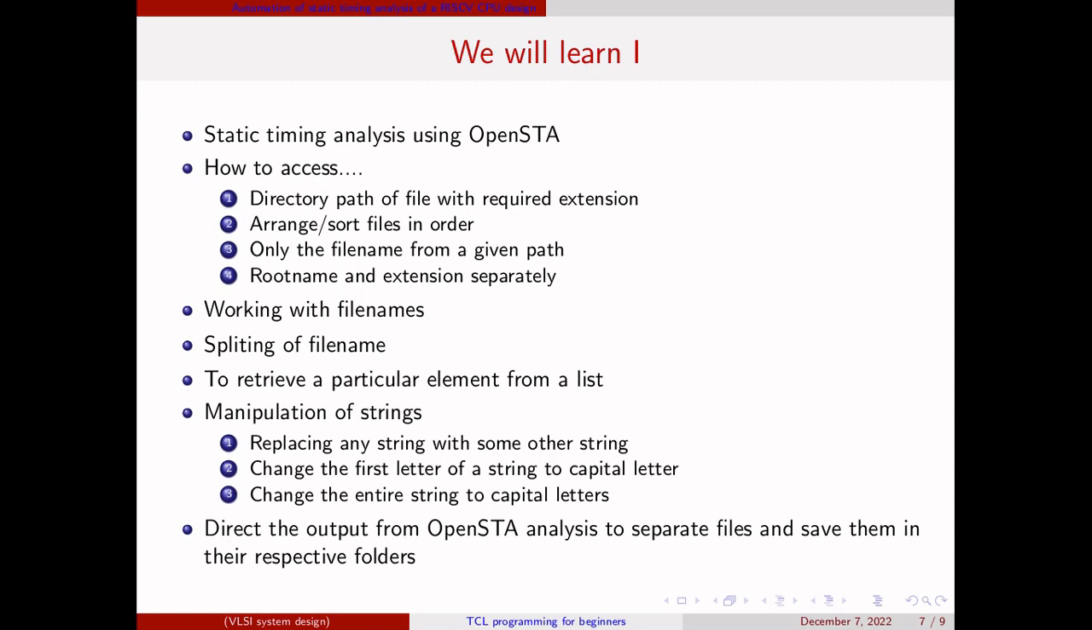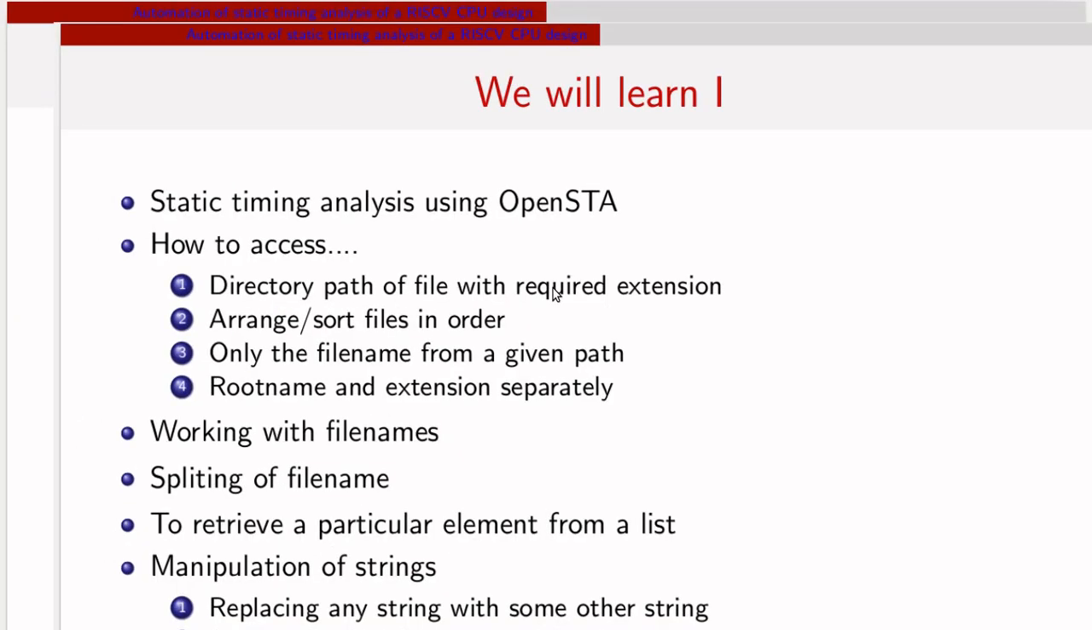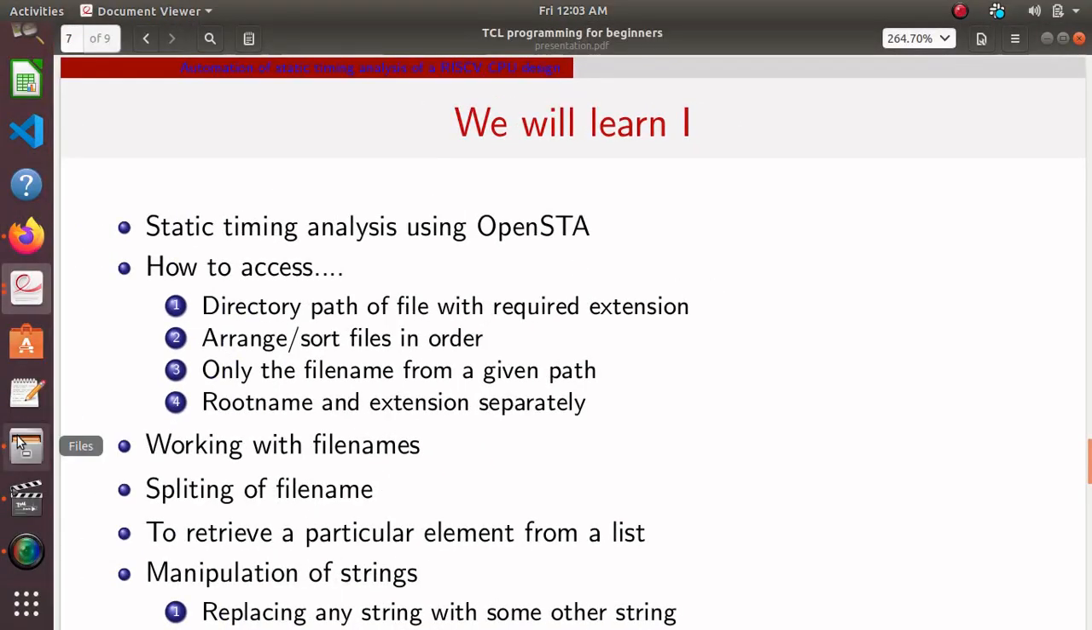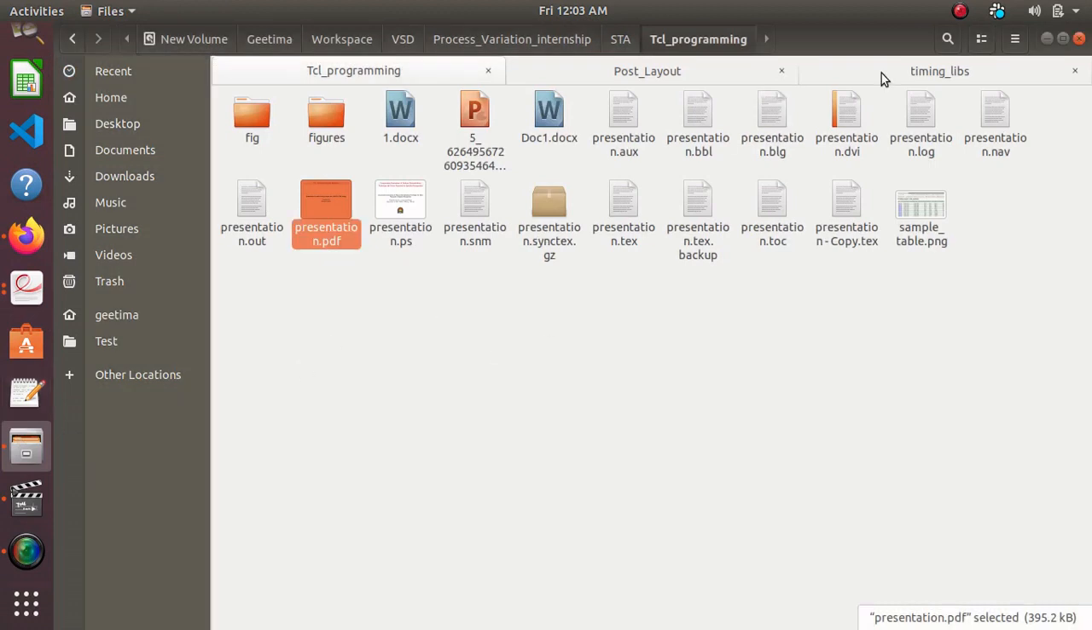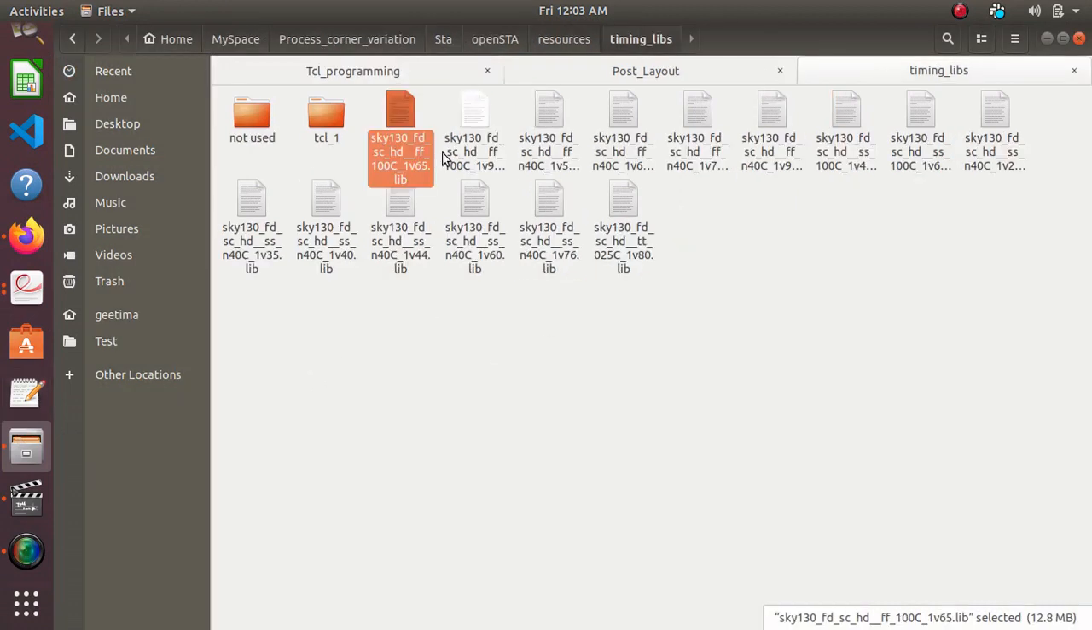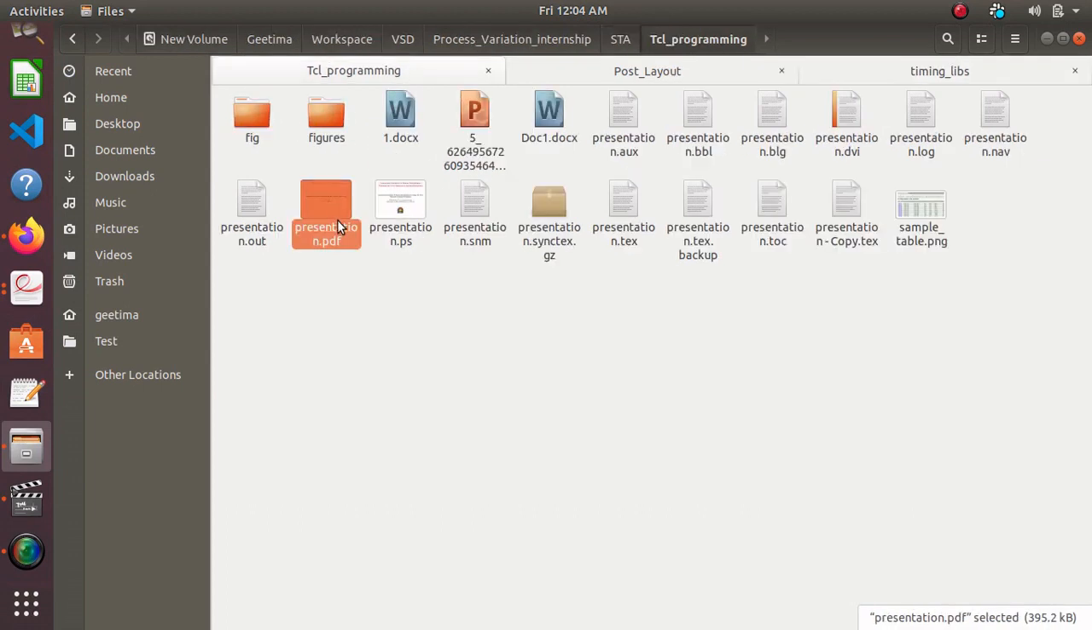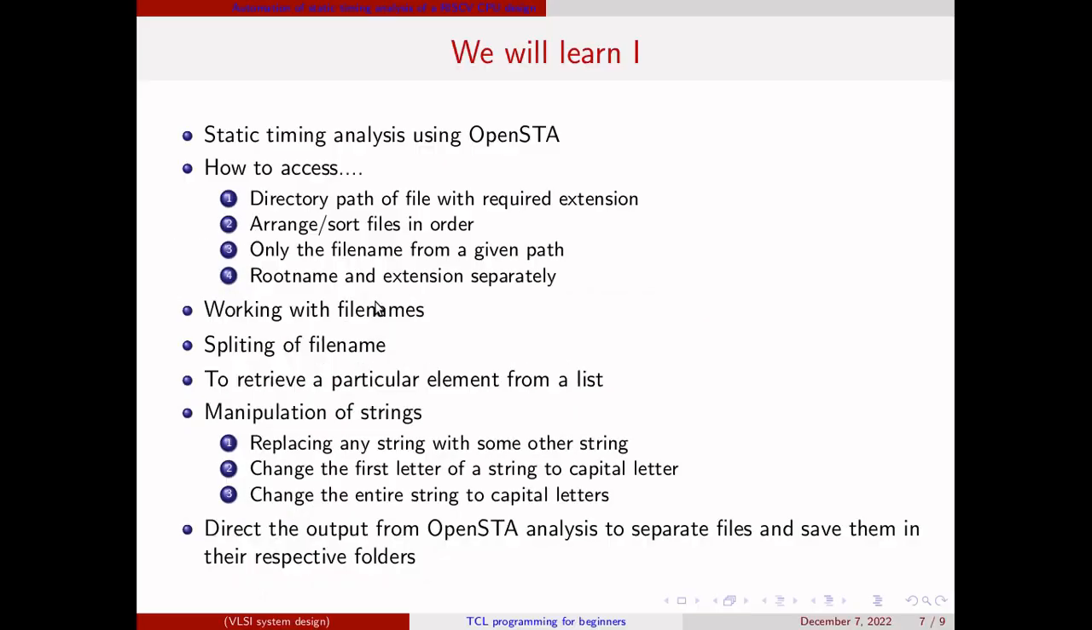Obviously, the first thing you will be learning is static timing analysis using OpenSTA. Apart from that, you will learn how to access the directory path of files with a required extension. So let me show one thing here. Say I had done this, and as in this case of the timing libraries, you can see that apart from the .lib files, there are two other folders also. So you will be learning to access only the .lib files.